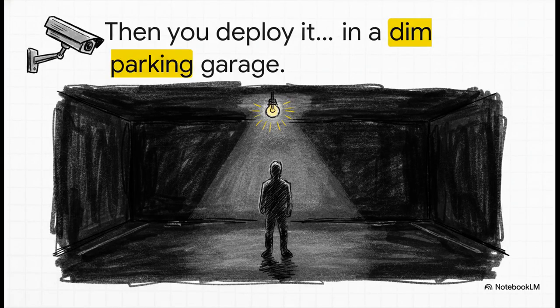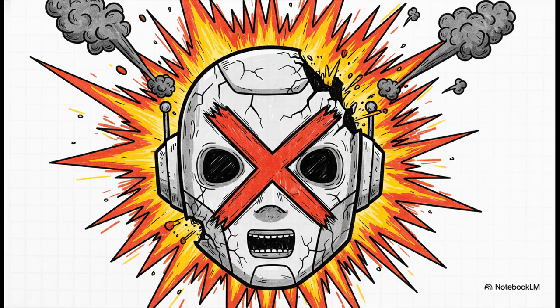And now, it's launch day. Time to put your creation out in the real world, where it's actually needed. But here the lighting is awful. There are weird shadows everywhere, and people are walking by at all sorts of odd angles. And just like that, boom, it's useless. It fails completely. And it's not because your model is dumb. It's because it was never prepared for the messy, unpredictable conditions of the real world.